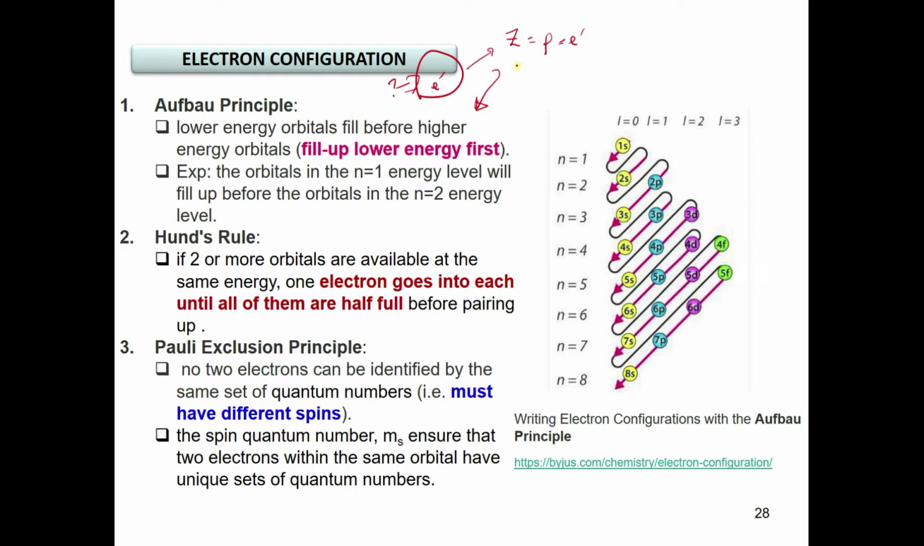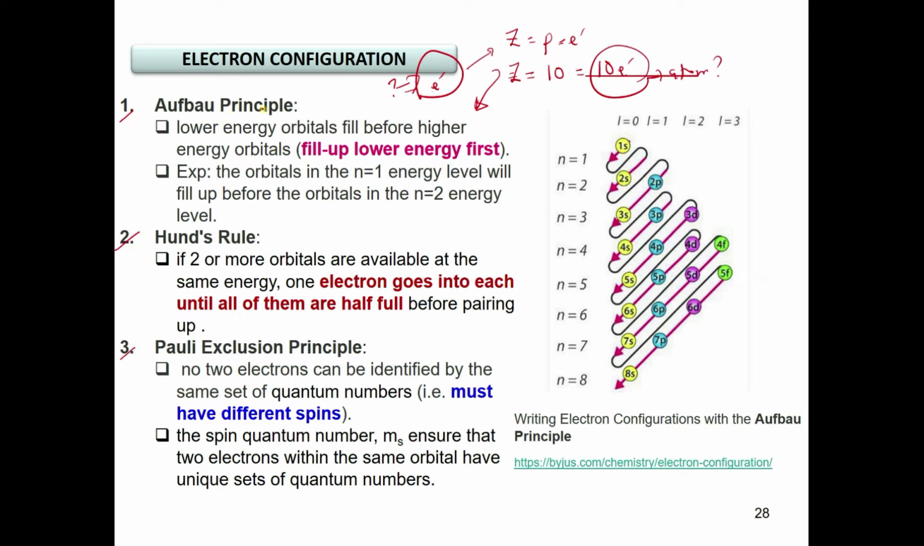Say, for example, for an element having Z equal to 10, it definitely also has 10 electrons. So how are these 10 electrons distributed inside the atom? In order to decide the configuration of electrons for an atom, we have to follow three principles. One is the Aufbau principle, two is Hund's rule, and third is the Pauli exclusion principle.